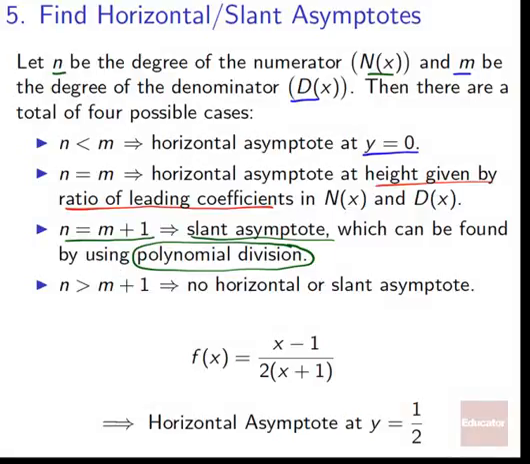And then finally, if we've got n greater than m plus 1, there is no horizontal or slant asymptote whatsoever, because the numerator is growing so much faster than the denominator that it's not going to be a horizontal thing that it goes to.